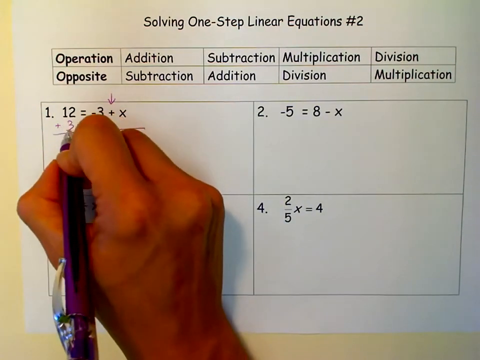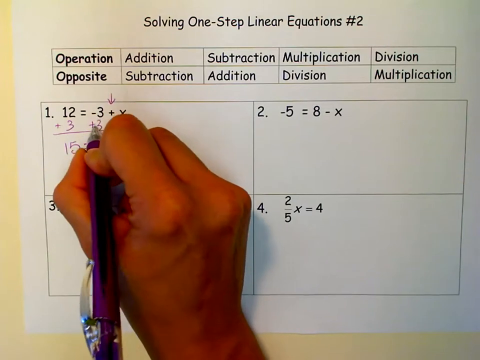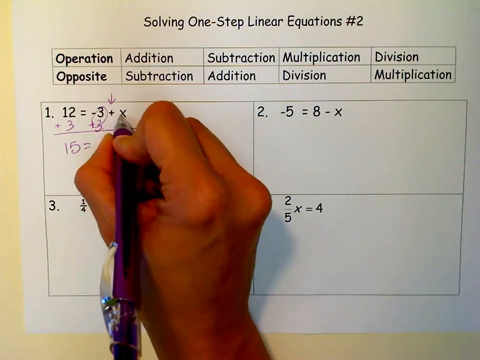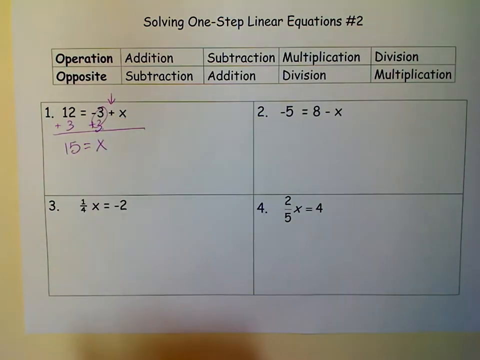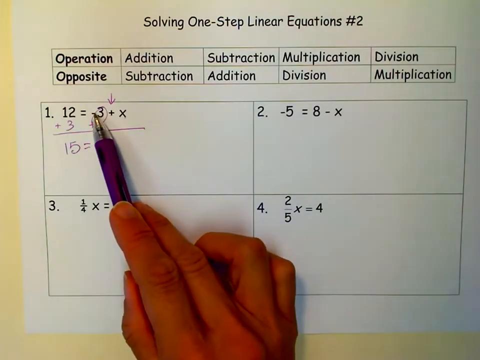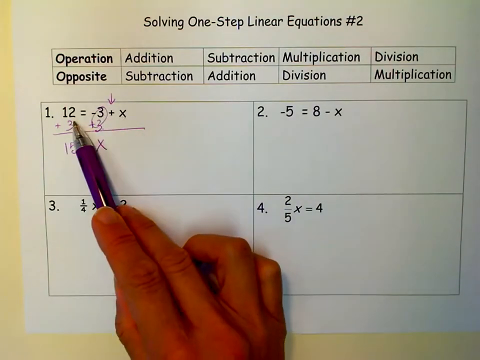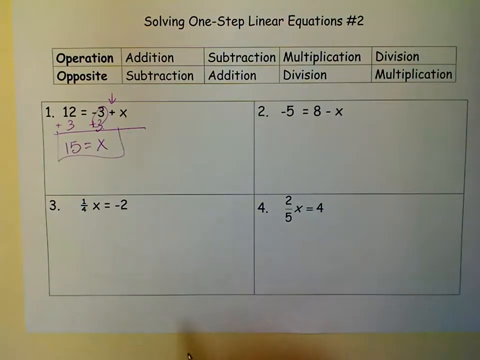And when I do that, 12 plus 3 is 15. Negative 3 plus 3 is 0. 0 plus x is x. So 15 equals x. And if I plug that back in to check it, negative 3 plus 15 does equal 12. So I know that's my answer.